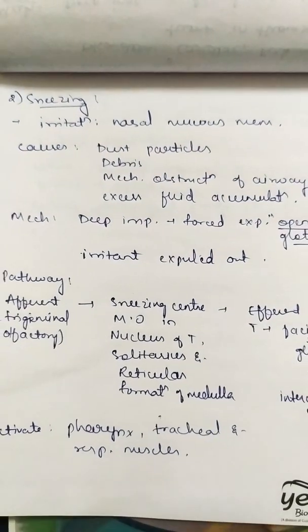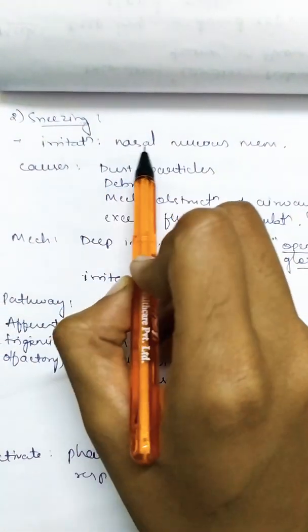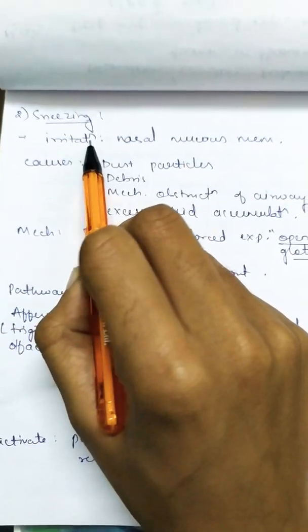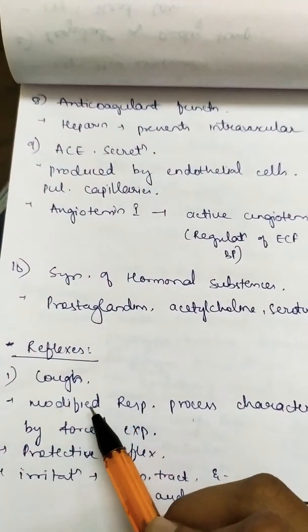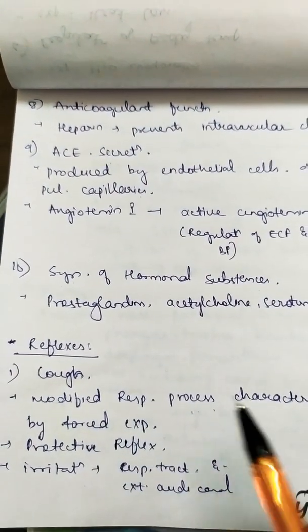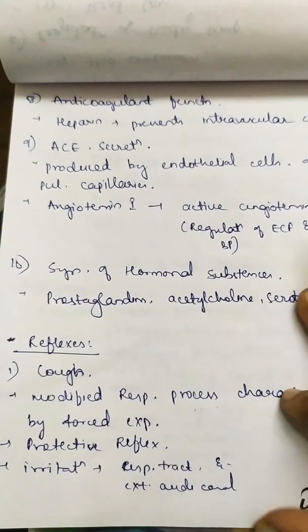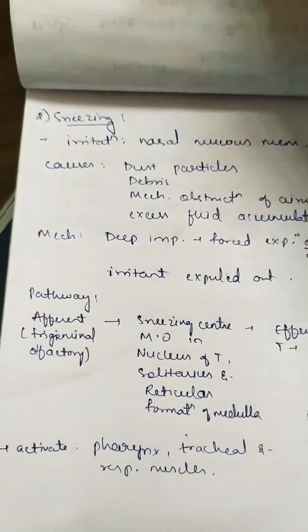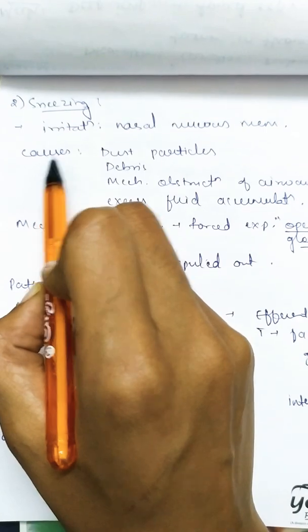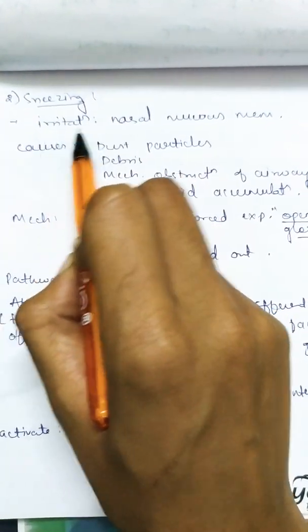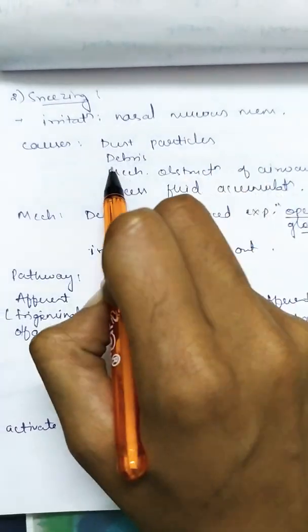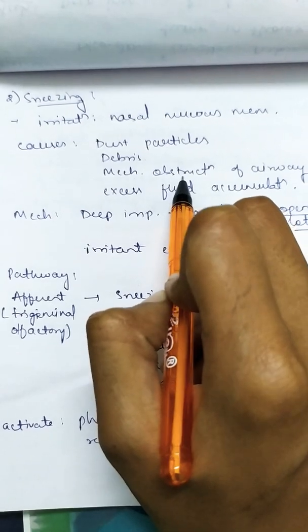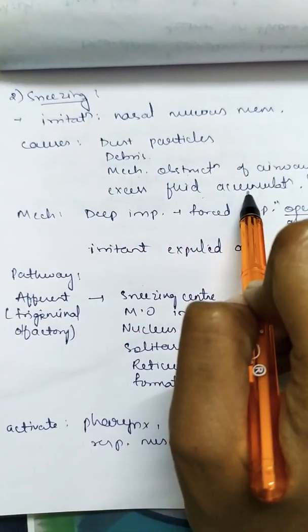The next one is sneezing. Sneezing is due to irritation in the nasal mucous membrane. If you want to define it, it's pretty much the same as the cough reflex. It is a modified respiratory process characterized by forced expiration, and it is also a protective reflex. The causes of sneezing are, obviously, irritation. What is going to cause irritation of the nasal mucous membrane? Dust particles, debris, mechanical obstruction of airway or excessive fluid accumulation.